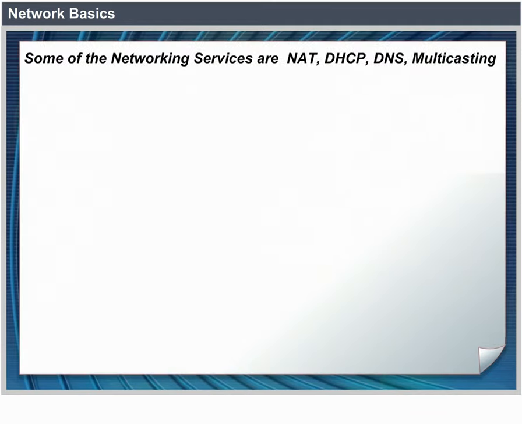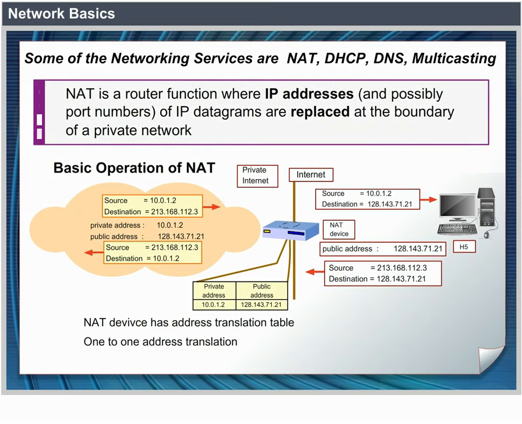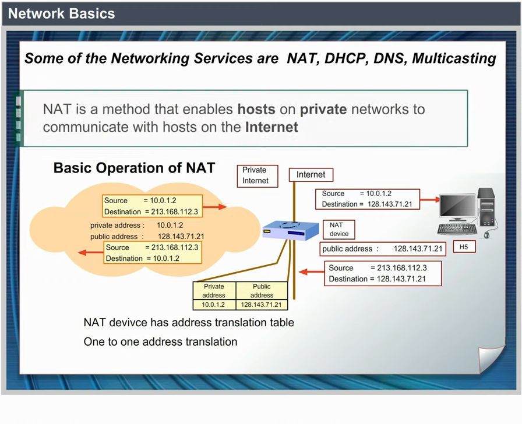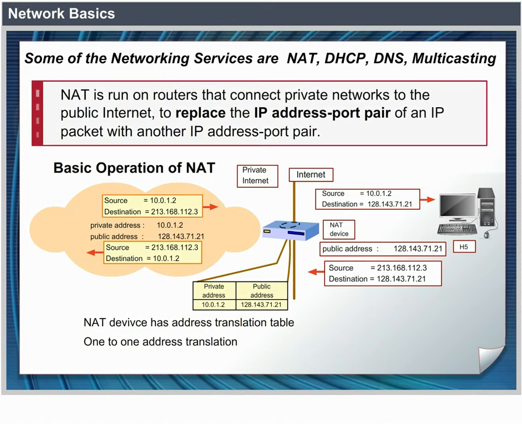Some of the networking services are NAT, DHCP, DNS, multicasting. Network Address Translation, NAT. NAT is a router function where IP addresses and possibly port numbers of IP datagrams are replaced at the boundary of a private network. NAT is a method that enables hosts on private networks to communicate with hosts on the internet. NAT is run on routers that connect private networks to the public internet to replace the IP address-port pair of an IP packet with another IP address-port pair.